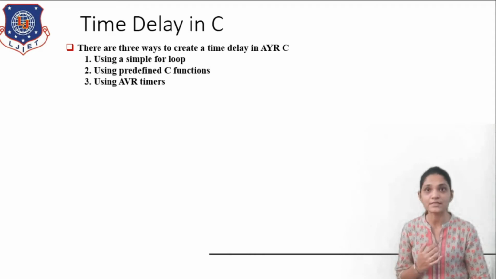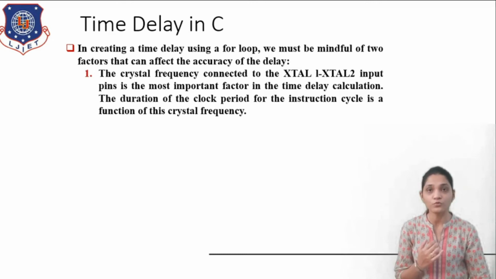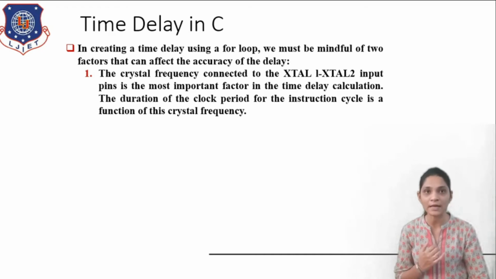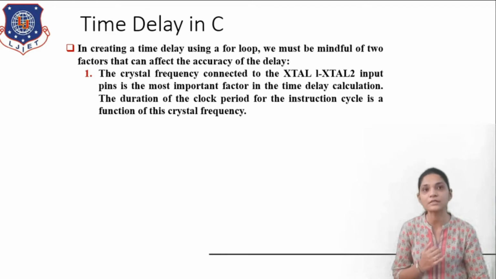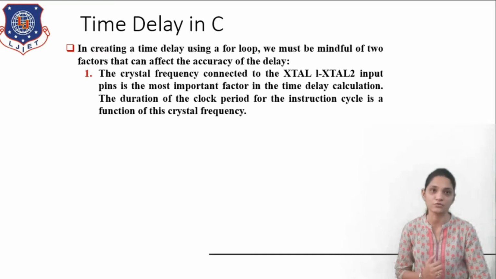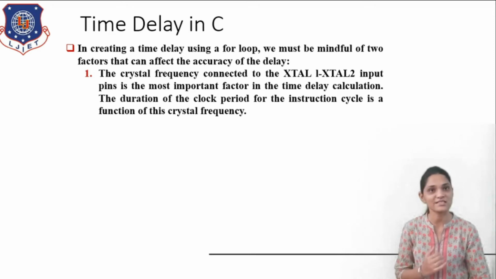Okay, so first let us see the simple for loop, and before that we have to keep these things in mind while creating the delay using the for loop. The first factor is the crystal frequency that you have connected to XTL1 and XTL2, the input pins of this controller. It is the most important factor of the time delay calculation, and the duration of the clock period for the instruction cycle is a function of that crystal frequency. So you have to consider what frequency you have connected to XTL1 and XTL2.